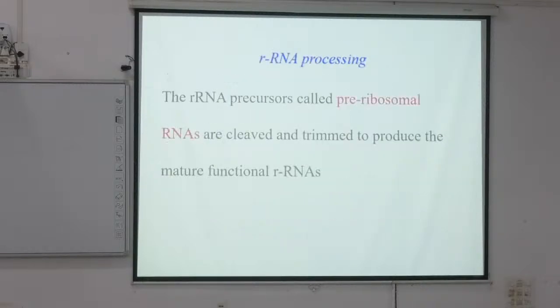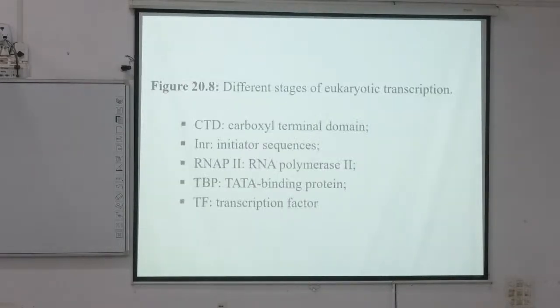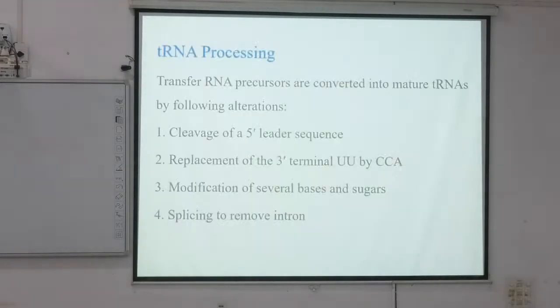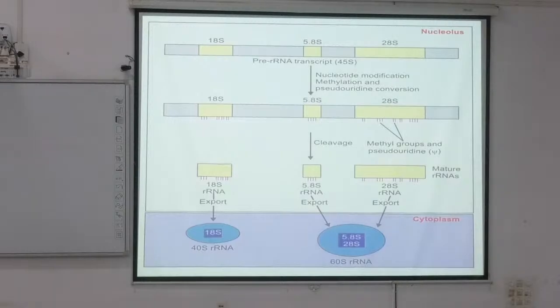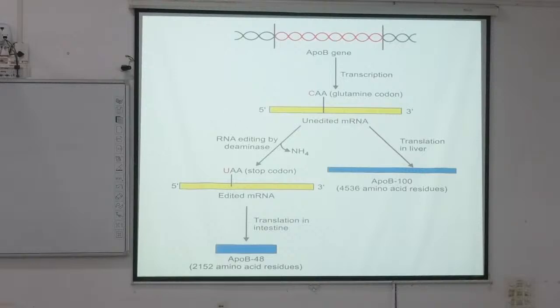Now, RNA editing. What is RNA editing? A change in the base sequence of RNA after transcription, other than by the process of RNA splicing, is known as RNA editing. RNA editing involves enzyme-mediated alteration of base sequences, and simply it involves insertion, deletion and substitution. The best example of RNA editing is the ApoB gene.